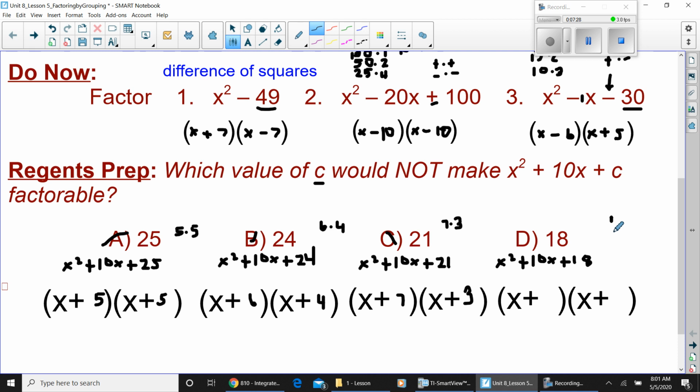6 and 3. 6 times 3 is 18, but it's not 10. It's 9. So 18 times 1, 9 times 2 is 11. Can't make 10 out of it. This is the one that is not factorable. D is your answer.